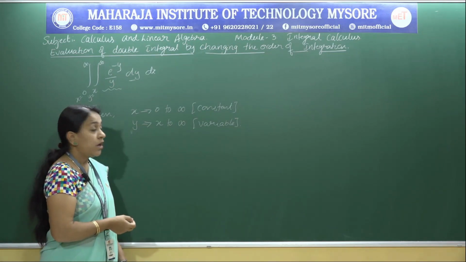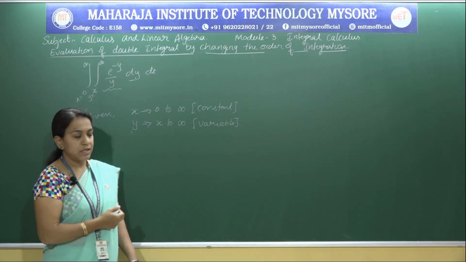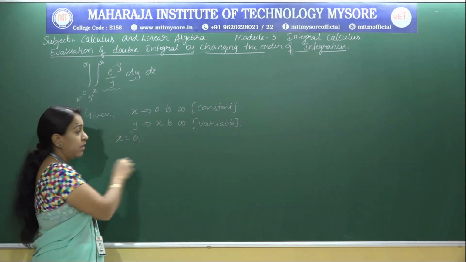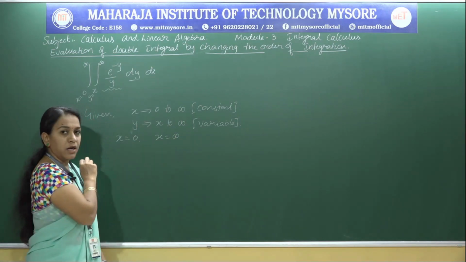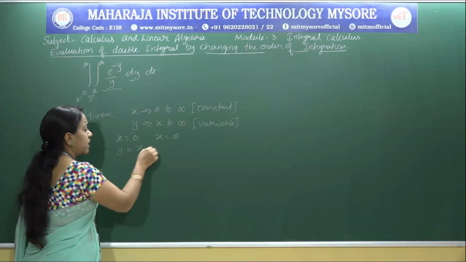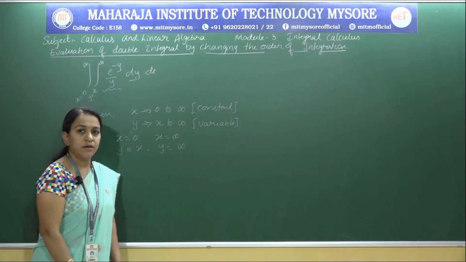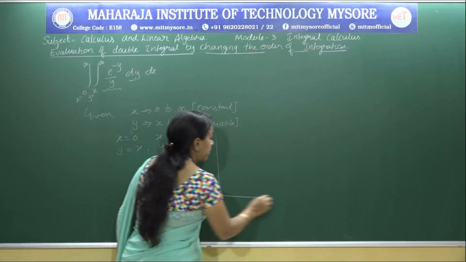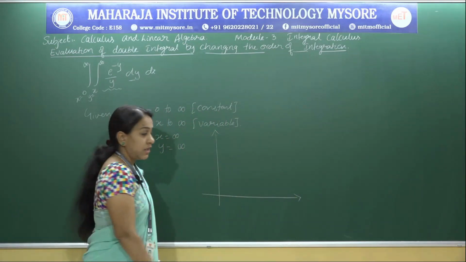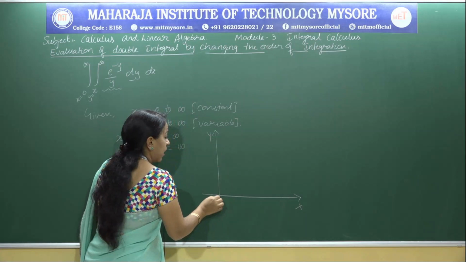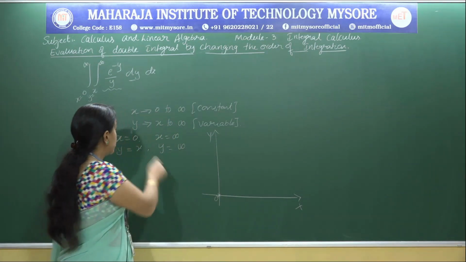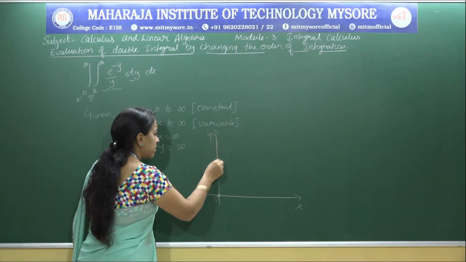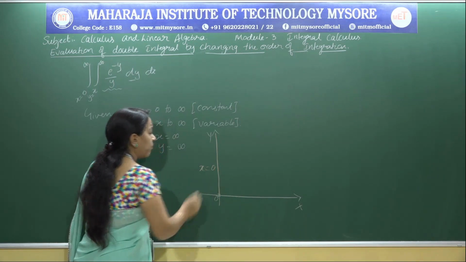Now, come to the point of how to represent and how to get the new limits. So, we know that x equal to 0 is the given limit, and x equal to infinity is the other x value, and y equal to x and y equal to infinity are the y values. Now, I can represent these curves in a coordinate plane, that is, consider a coordinate plane with x and y axes, and we know that this is the origin, right. So, x equal to 0 represents the y axis. This is our x equal to 0, right.